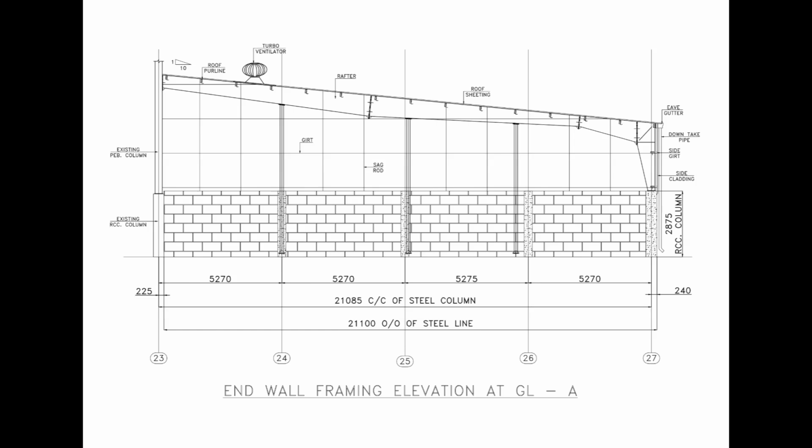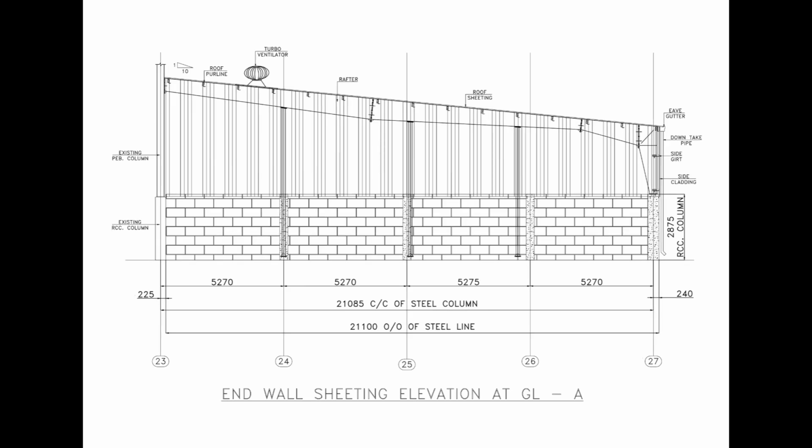The drawing identifies the rafter, roof purlins, goats, sag rods, eave gutter, downtake pipe, and other major framing components. The roof is provided with a slope of 1 in 10. The lower portion includes the existing RCC column and wall construction, while the steel framing continues above it. This elevation helps us understand the vertical arrangement of the structural frame before the wall sheeting is added.